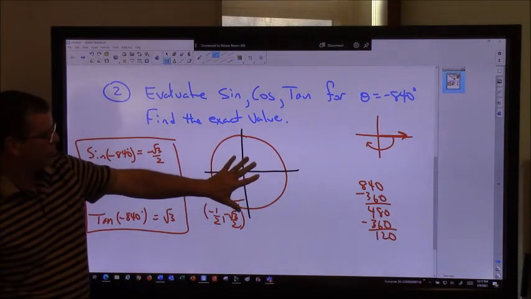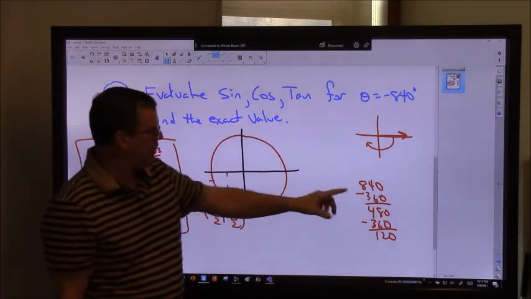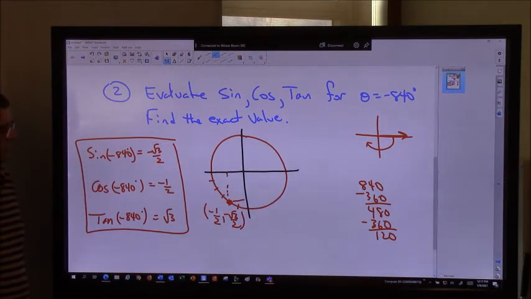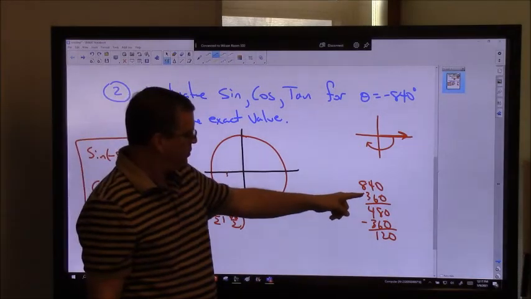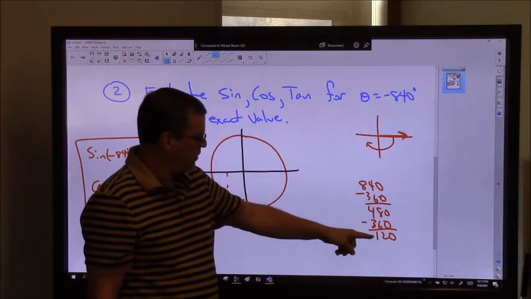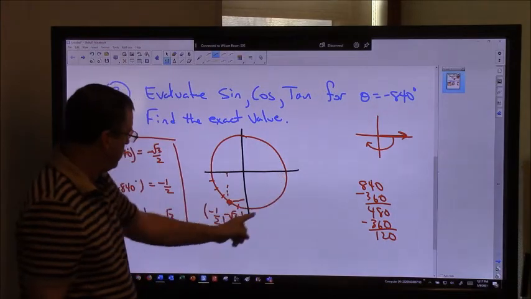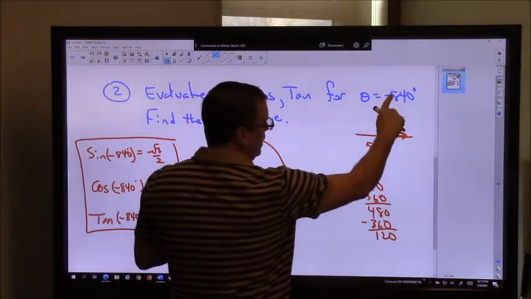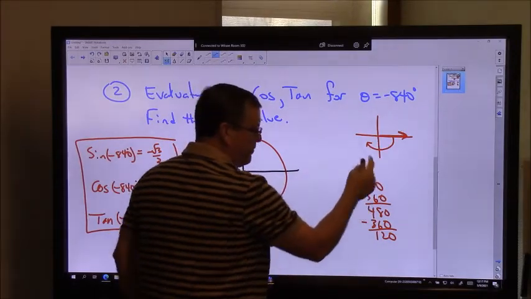Again, this is the work, and even this over here, that shows why I got this as an answer. Okay? I know we're going in the negative direction. We're going to go around once, twice, and then another 120 degrees, which will put us right here. Remember, this is negative, but what I'm doing is I'm saying I have to go in the negative direction.